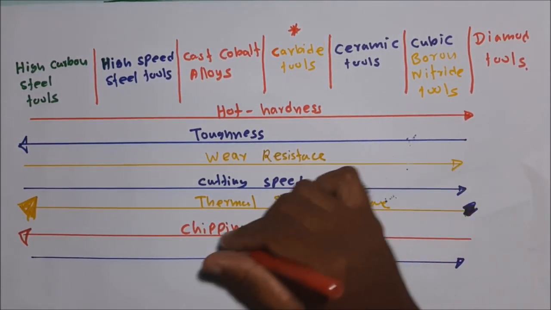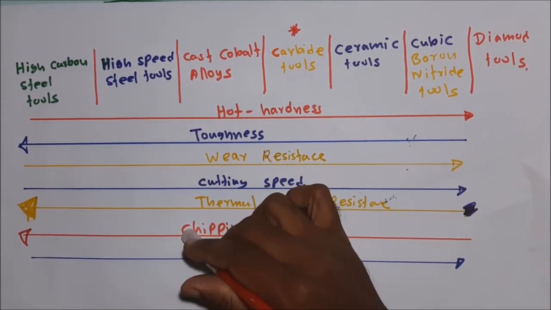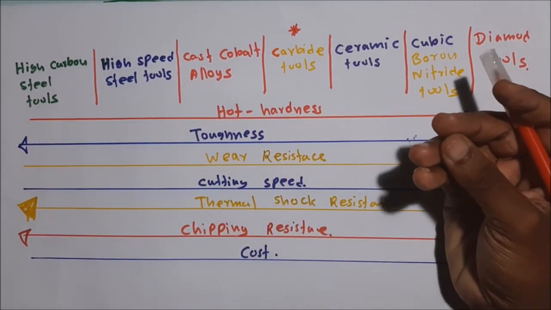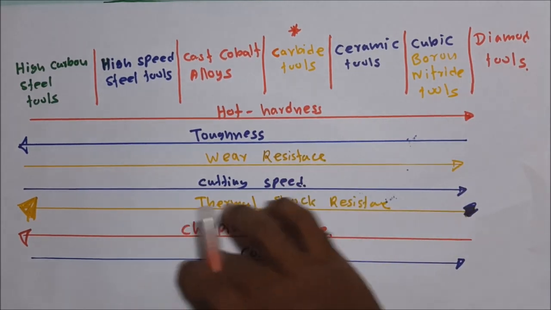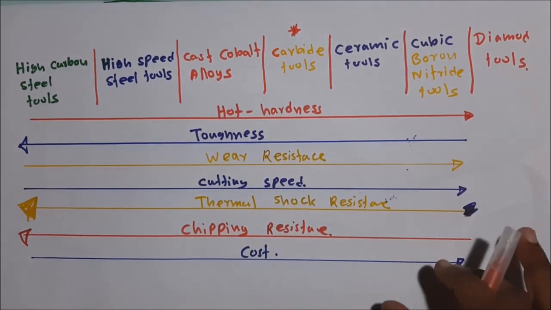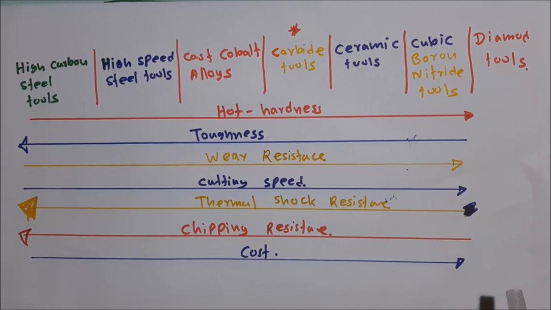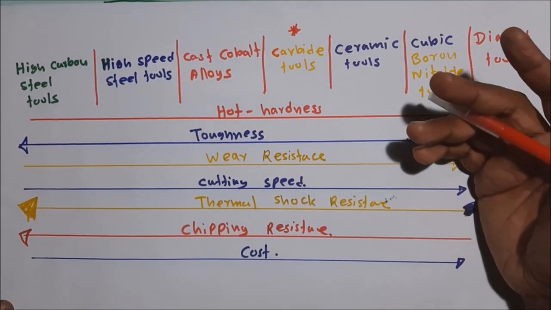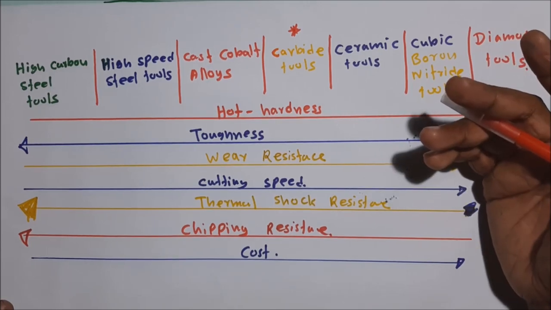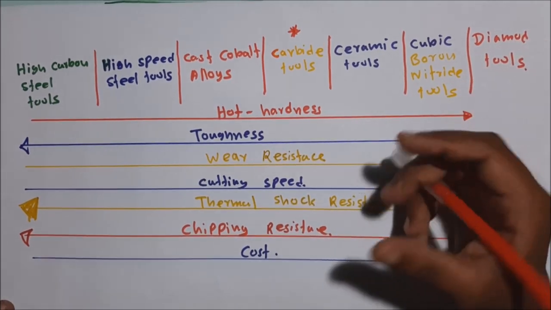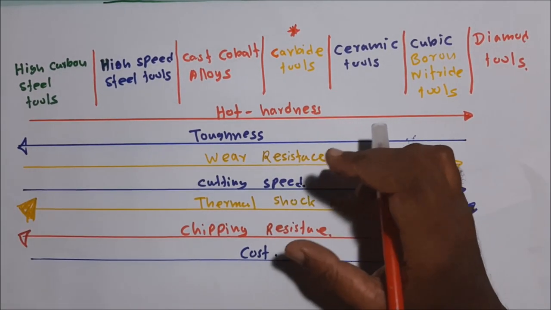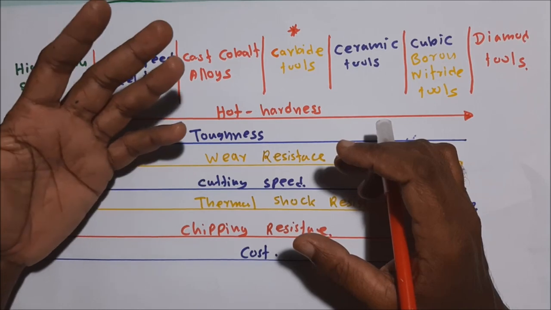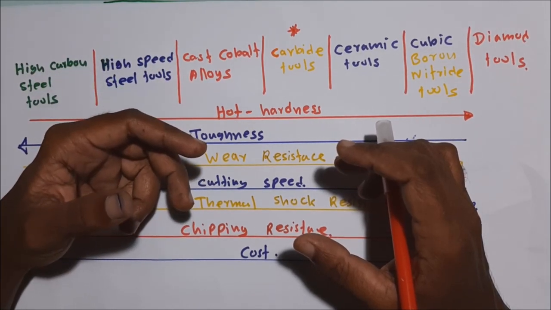Similarly, chipping resistance increases in this direction. Chipping, the particle-wise removal of material from the cutting tool, is called chipping. Considering cost, it increases in this direction. Okay, this is all about the cutting tool and cutting tool materials. You should have an idea about these cutting tool materials when selecting a cutting tool for certain machining applications.